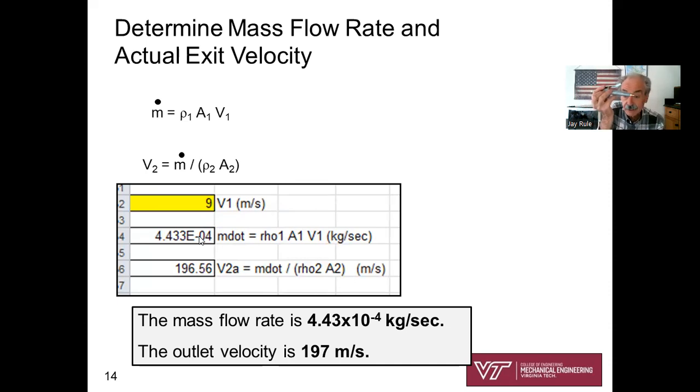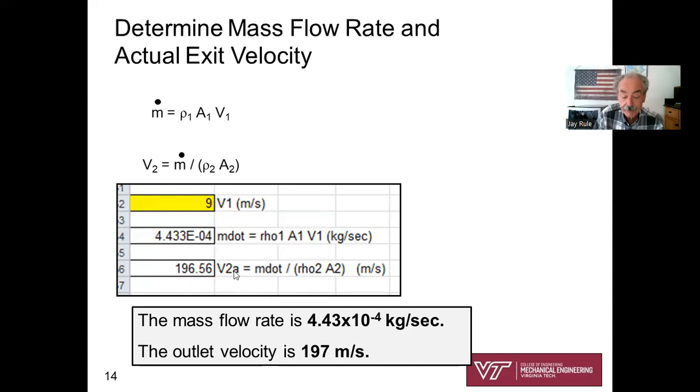You're not going to get a lot of kilograms per second coming out of this tiny little hole. Okay. All right. And so then what's the next step? Find V2. So that we're third through the problem. The mass flow rate is 4.4 times 10 to the minus 4th. Then quickly, we're going to be able to determine the outlet actual velocity. M dot is rho AV, so we'll solve for V2 as M dot over rho 2 A2.